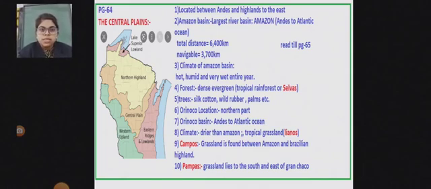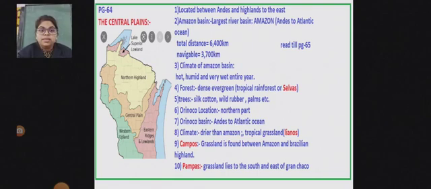Now here comes the question, what is so important about the central plain? It is just a landform in South America? No. It is important because it is having at the same time the Amazon basin. Yes, the Amazon basin is the largest river basin, and at the same time it covers a huge area also. Amazon basin lies from the Andes and extends till the Atlantic Ocean.